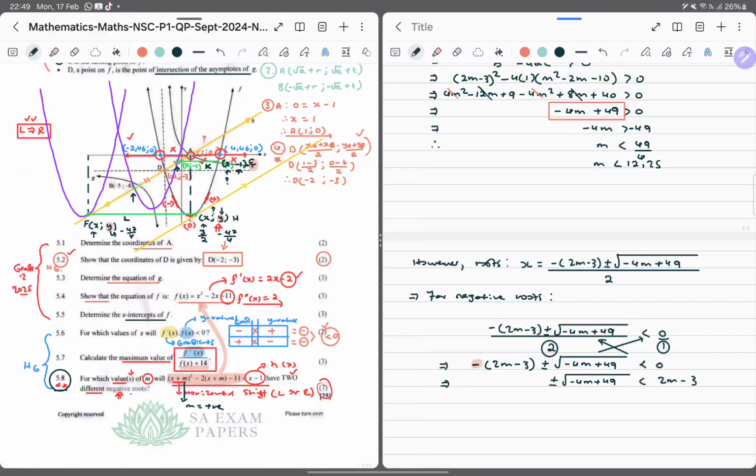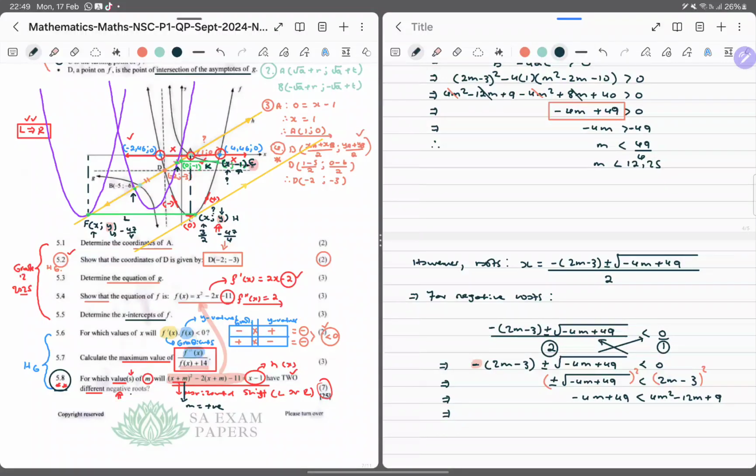And then what are we going to do now, guys? We know how to deal with radicals. We square both sides. See, algebra, guys, is so important. Now remember, whether plus or minus, once we square, this thing is positive, then the square root sign is offloaded as well. So all that remains here is minus 4m plus 49. Now when we square, the inequality doesn't change. We expand this. This is 4m squared minus 12m plus 9.